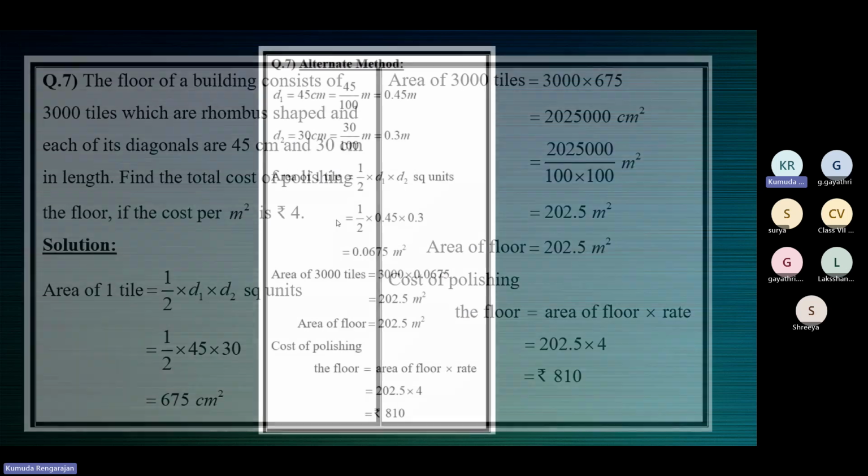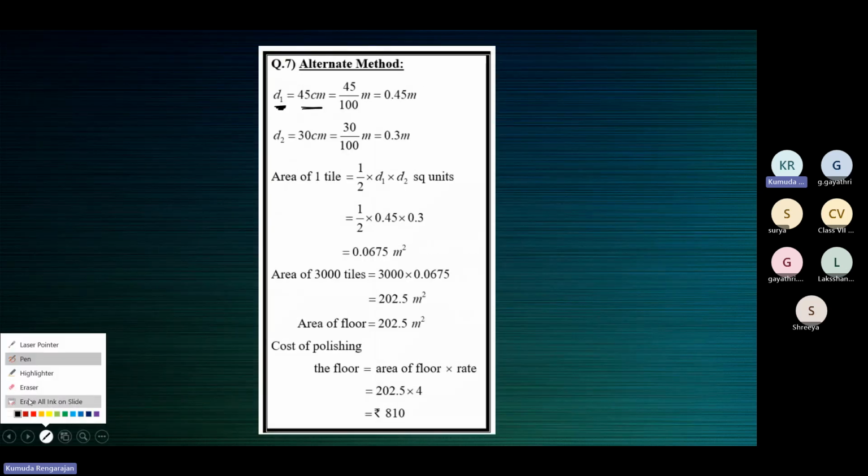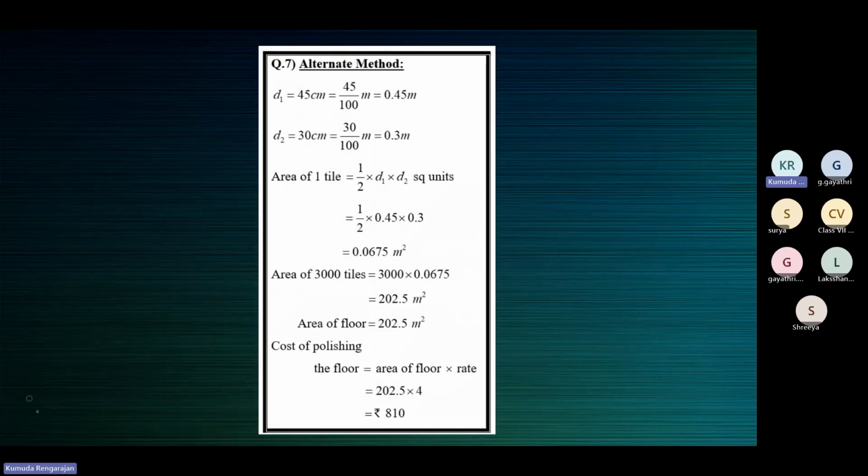So what you can do, you can directly convert the length of the diagonals to meter. Diagonal 1 is 45 centimeter, which is 45 by 100 meters, 0.45 meters. Diagonal 2, 30 centimeters. So how do you convert centimeter to meter? Millimeter, centimeter, decimeter, meter.